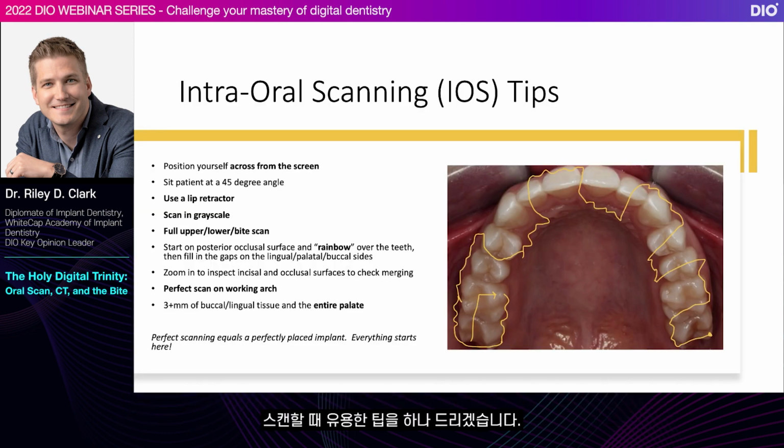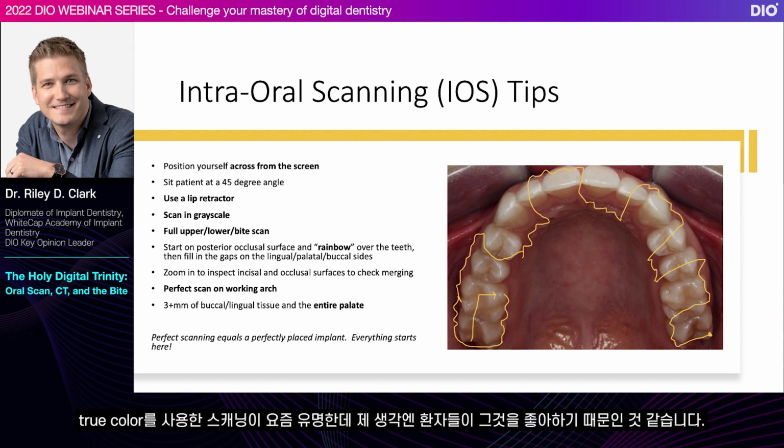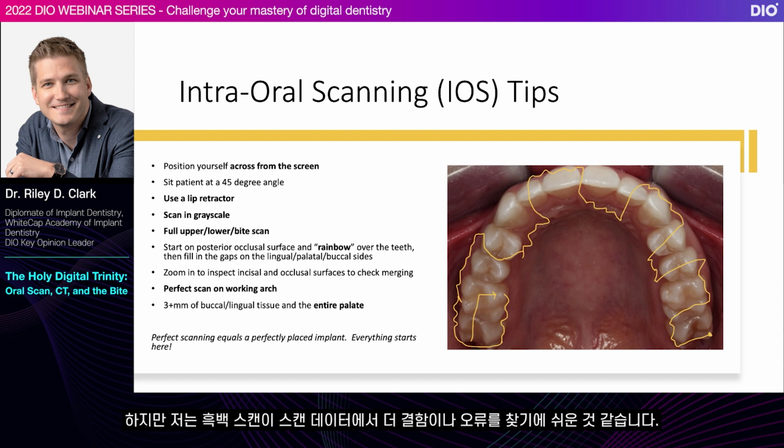Now here's a real practical tip when scanning. It's really important that the patient is seated at an upright angle. I think that's more ergonomically appropriate for you. Use lip retractors, and then I really like scanning always in grayscale, not color. True color is a really popular way of scanning today because I think patients like it, but I do find that for myself, when scanning in grayscale, it's actually simpler to find any flaws or errors within my scan data.